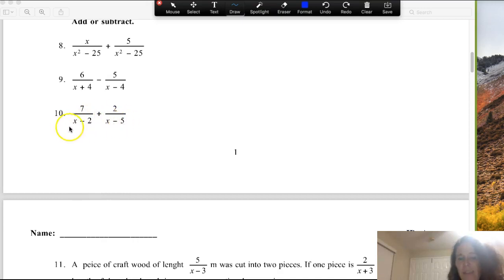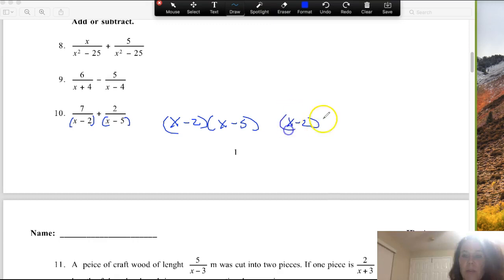These two don't have anything in common. I have an x minus 2 and an x minus 5. So in order to get common denominators, I have to multiply them together: x minus 2 times x minus 5. So I have to get this fraction and then this fraction over x minus 2 times x minus 5. They both need this denominator. To get this one to have this denominator, I multiply top and bottom by x minus 5. And to get this one to have this denominator, I multiply top and bottom by x minus 2.